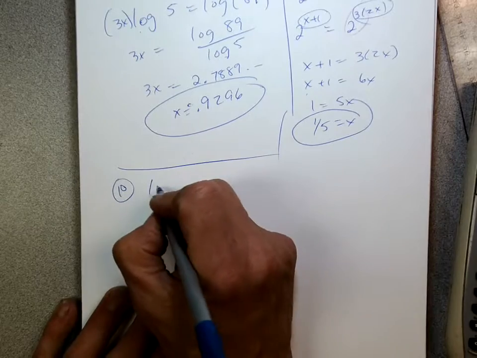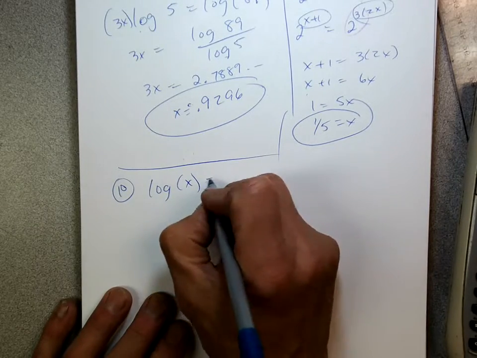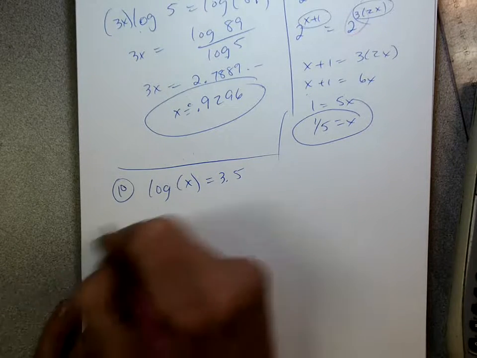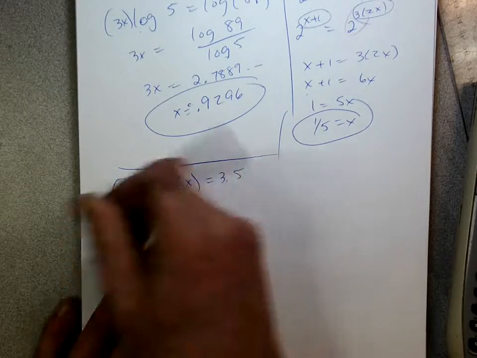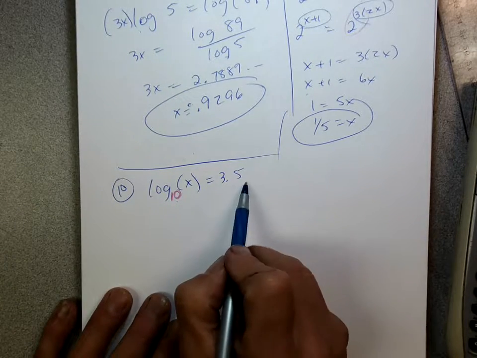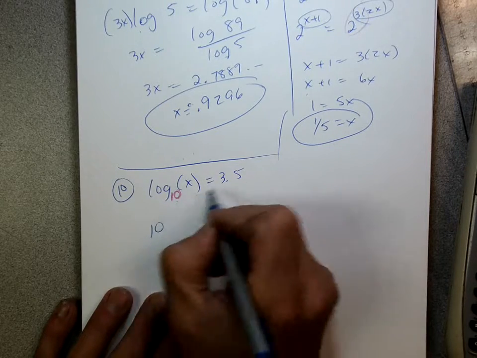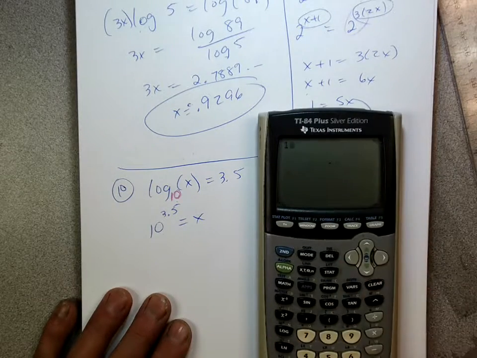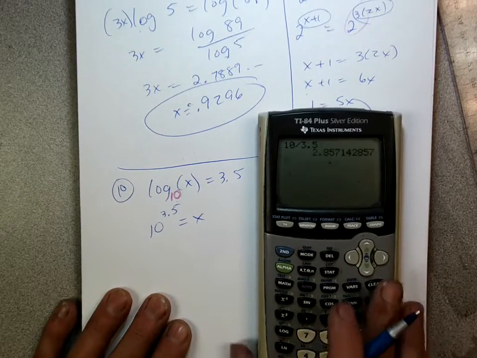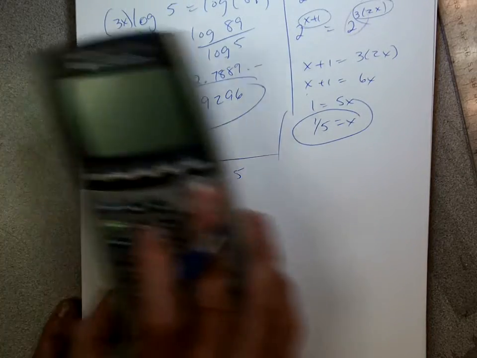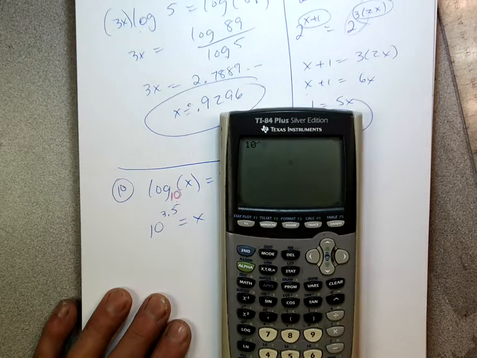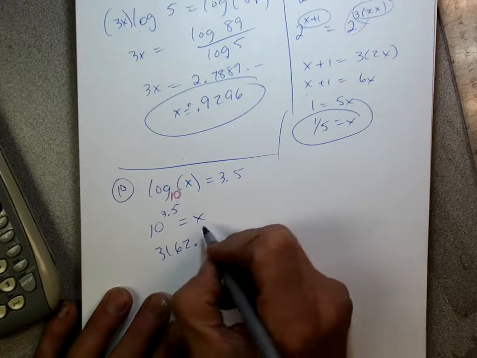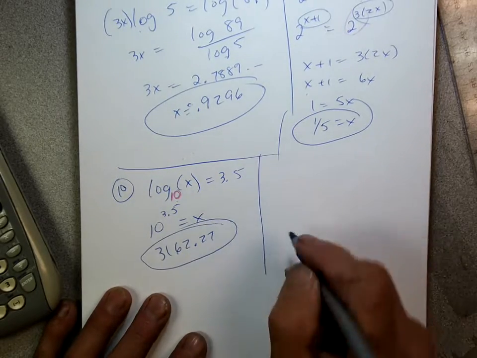10. I have log of x equals 3.5. Okay, there's a hidden base. It is base 10. It's hiding down here. And I'm just going to go 10 to the 3.5 equals x. 10 to the 3.5, and I get an answer of about 3,162.27. Okay, that was pretty easy.